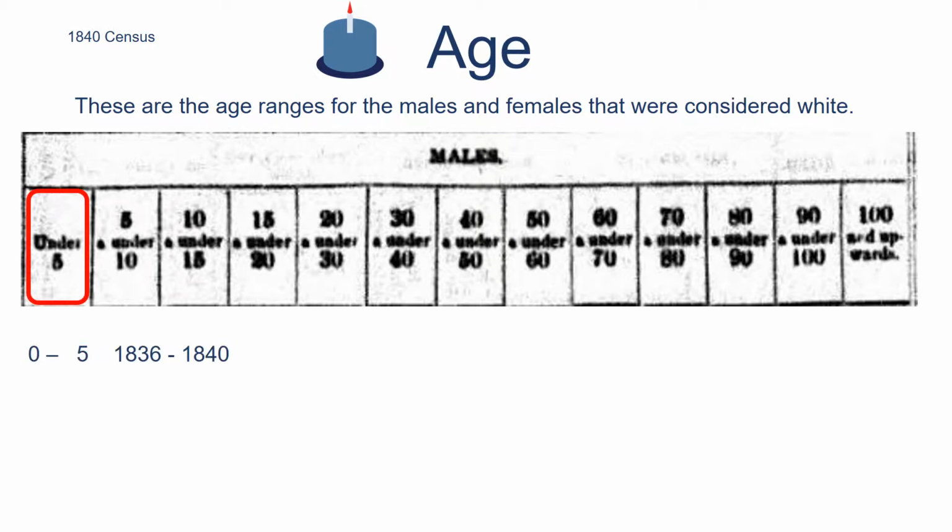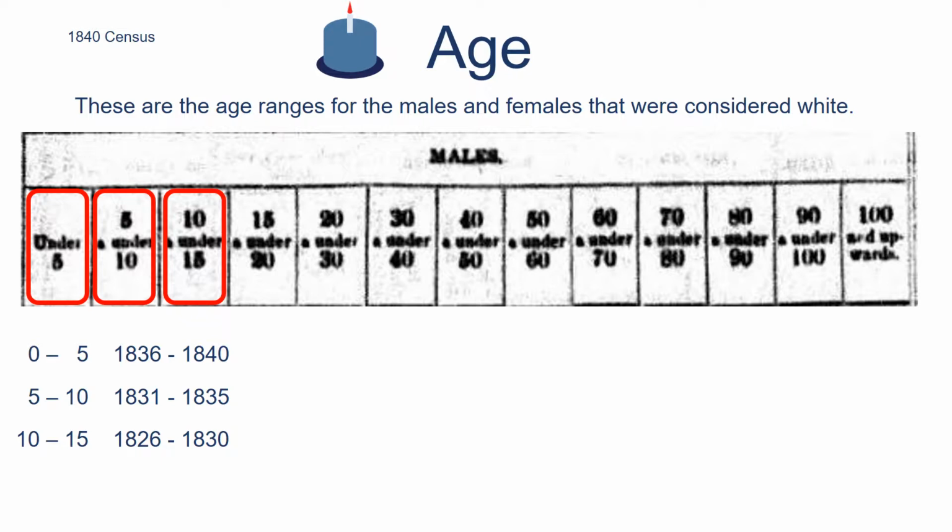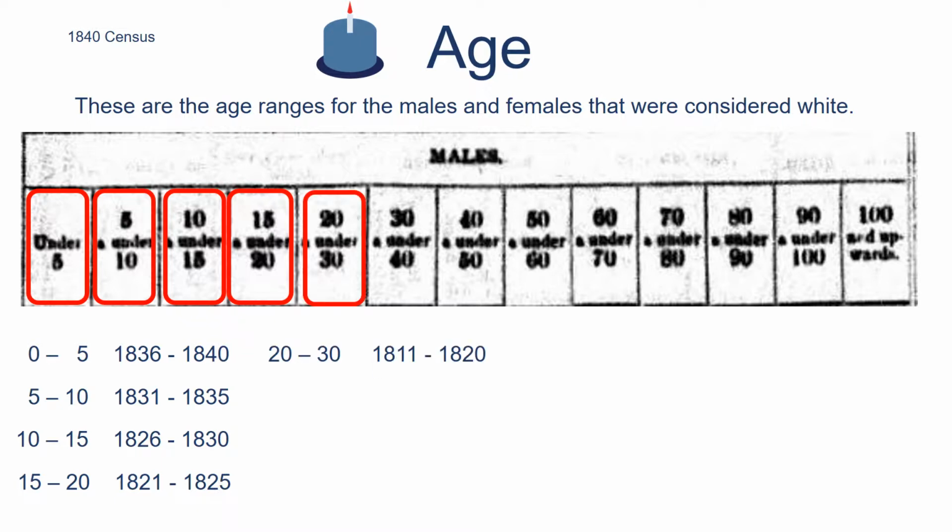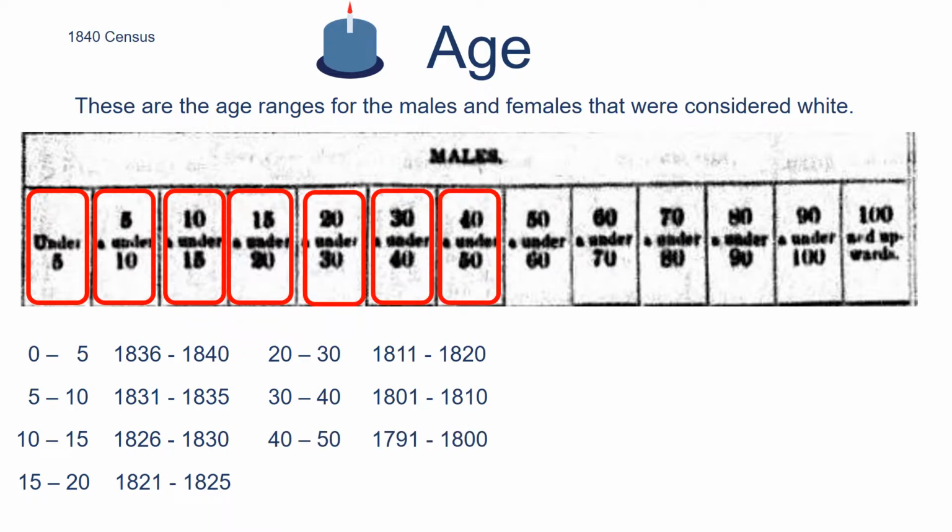0 to 5, born 1836 to 1840. 5 to 10, born 1831 to 1835. 10 to 15, born 1826 to 1830. 15 to 20, born 1821 to 1825. 20 to 30, born 1811 to 1820. 30 to 40, born 1801 to 1810. 40 to 50, born 1791 to 1800.